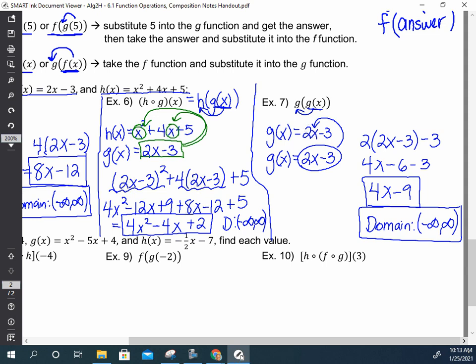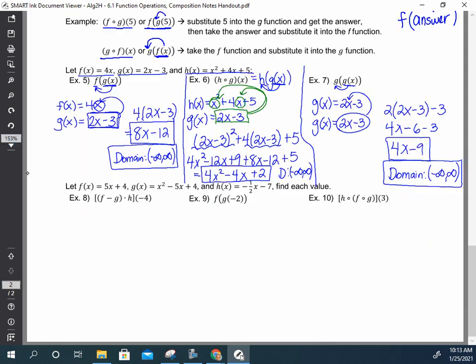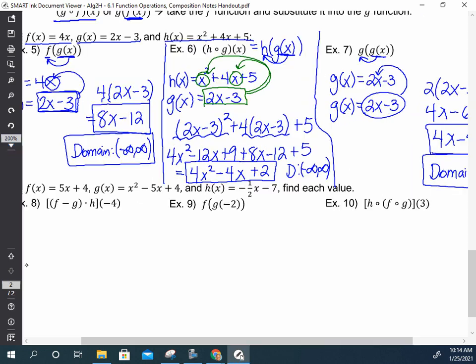Any questions, 5, 6, or 7? All right, then last bit, we'll actually use some numbers. We'll actually evaluate. So let's do a little evaluating.